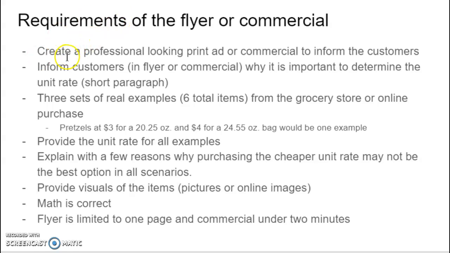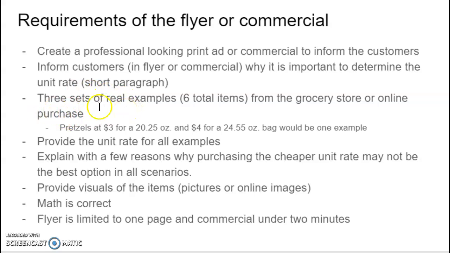All right, create a professional-looking print ad or commercial to inform the customers. Inform the customers in a flyer or commercial why it's important to determine the unit rate. Give me a short paragraph.